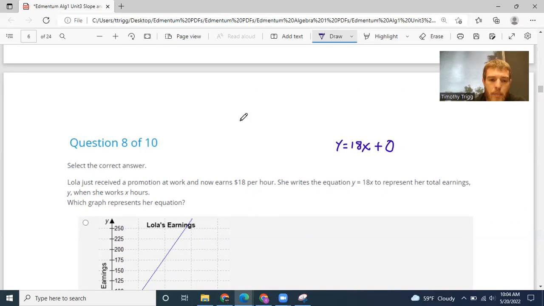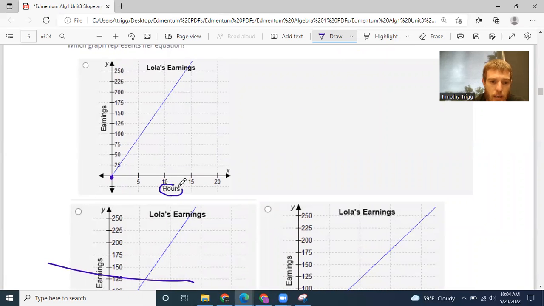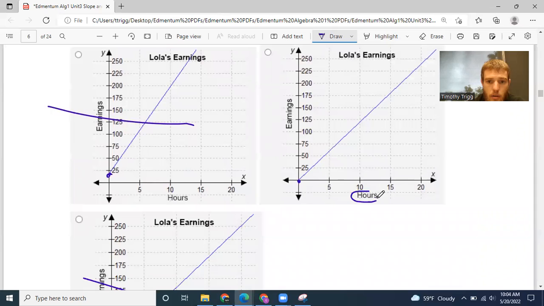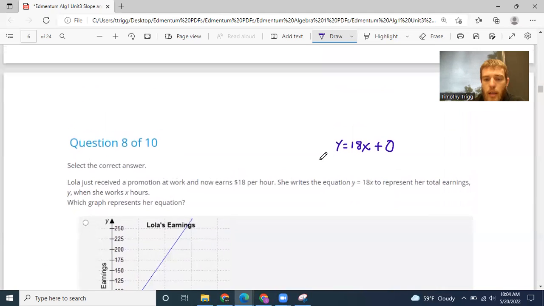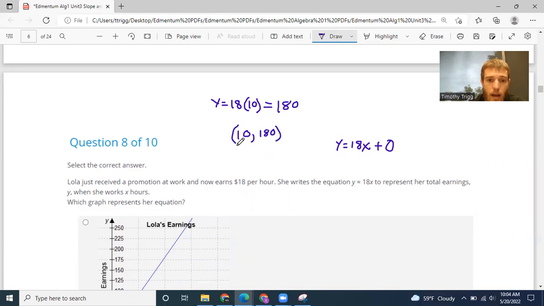Well, one thing to kind of help us is I noticed these hours that she's working. Let's figure out how much she would make if she worked, let's say 10 hours. So if she worked 10 hours, how much would she make? Well, that'd be y equals, she earns $18 per hour times 10 hours. Okay. So that's $180. So one coordinate point that definitely should be on the correct graph would be 10 hours gives her $180. So (10, 180) should be a coordinate point on the correct line.